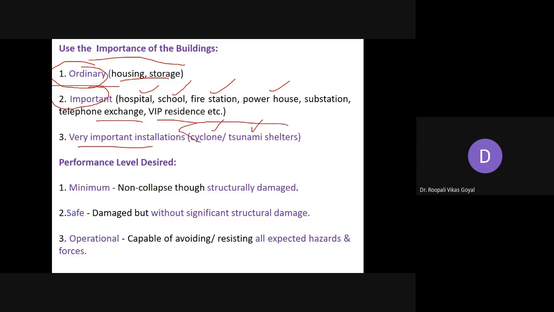So at least they should not be damaged, because ultimately people are to be evacuated nearby that region and are going to get shelter in whatever shelters are created. So these are considered to be very important installations. Regarding performance level desired, there are three levels of performance which are generally desired.